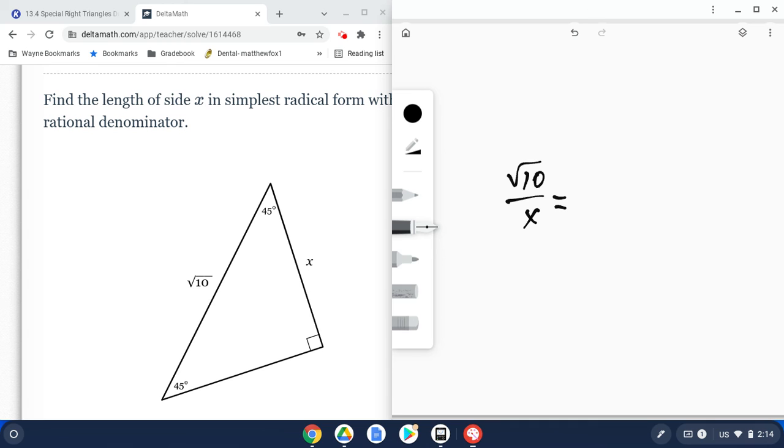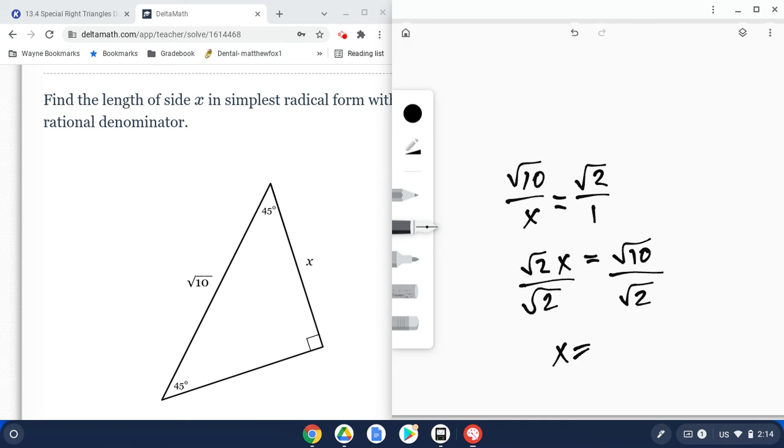Now, which one is the hypotenuse? That'd be the square root of 10, so that goes on top. So the hypotenuse goes on top to match up with that, so square root of 2. And x is the leg, that matches up with 1. We cross multiply, we'll get square root of 2x equals the square root of 10. At this point, we divide by square root of 2. X equals, now, square root of 10 divided by square root of 2. Since they are both square roots, we can just reduce. 10 divided by 2 is 5. We'll get square root of 5. And we are done. Okay, that is all we have to do on that one.